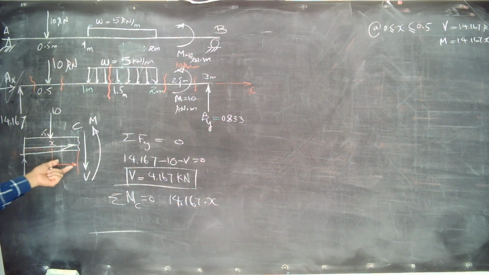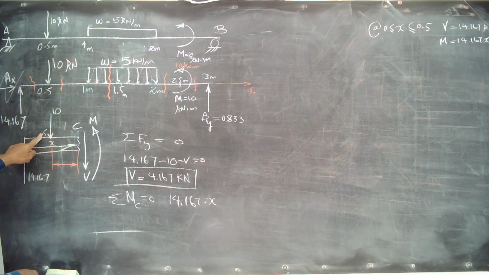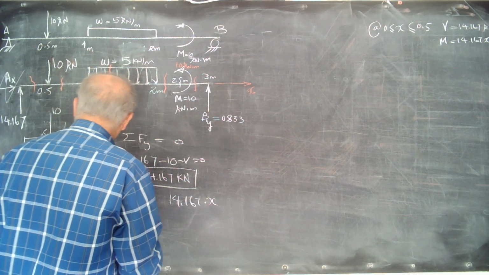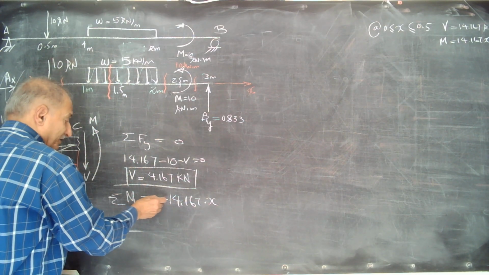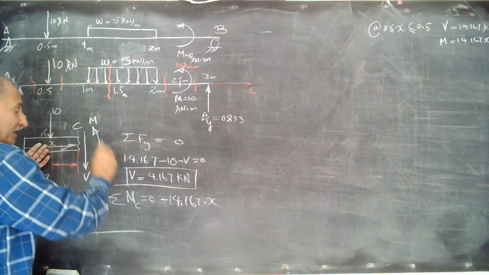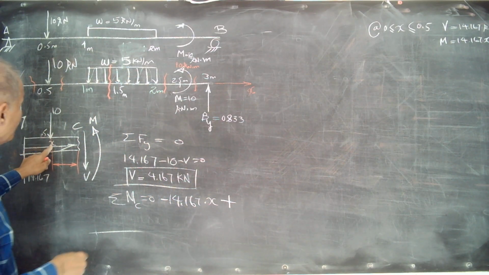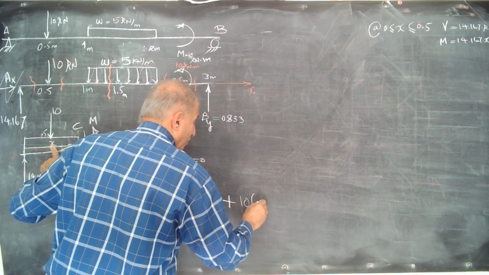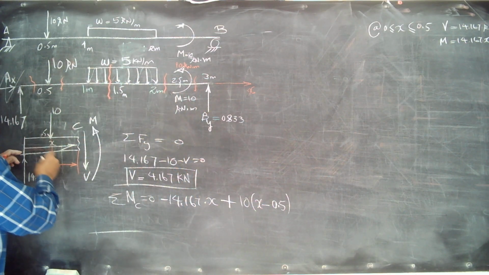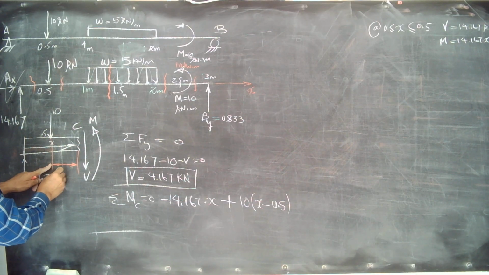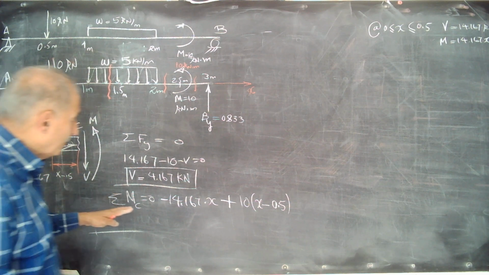This distance, because we know the whole distance is x, this distance is half meter less. Then it is 10, because this produces clockwise, negative sign, and this produces counterclockwise, positive sign. 10 times the whole length x minus 0.5, which is this one. We can write it x minus 0.5. That's the distance. Plus m.